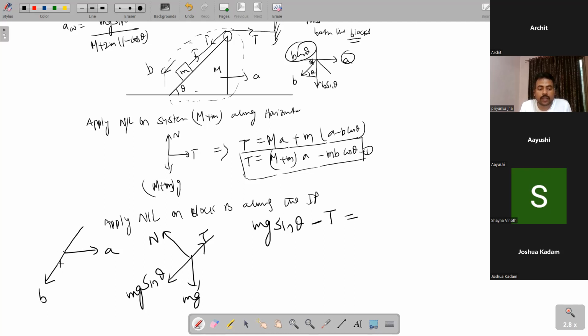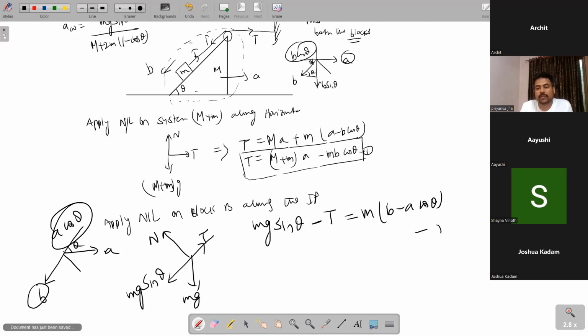So for the wedge, we now break this acceleration into two components: A cos theta and A sin theta. So net force is downward, so net acceleration should also be downward, B minus A cos theta. Mass of this block times B minus A cos theta. This is equation number 2.